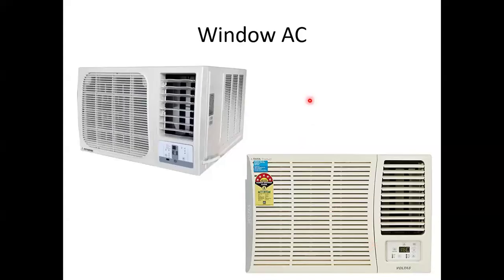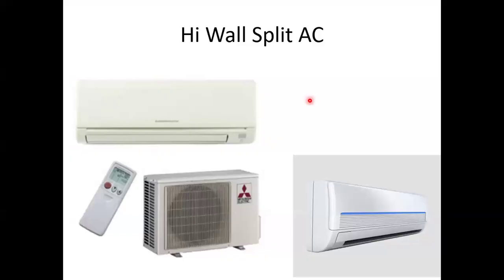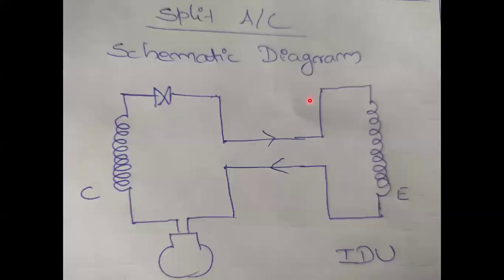All right. Next up is the split AC. What do you mean by split AC? Split, as the name implies, means you will have two separate units. The one placed outside the room is termed the ODU, and the other, placed right inside the room, is termed the IDU. ODU refers to the outdoor unit, IDU refers to the indoor unit. That's it.